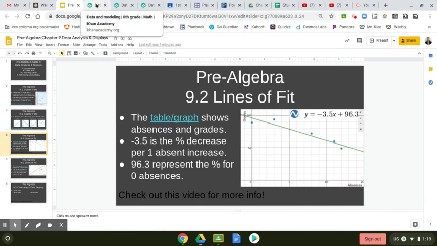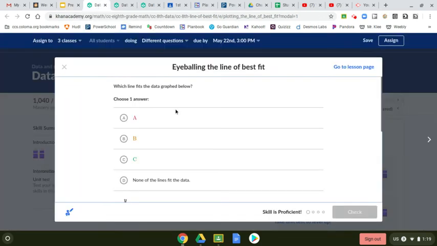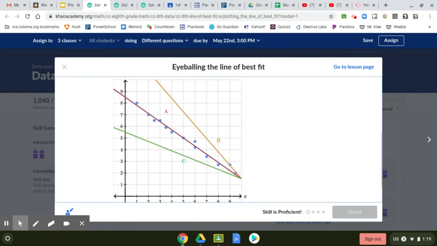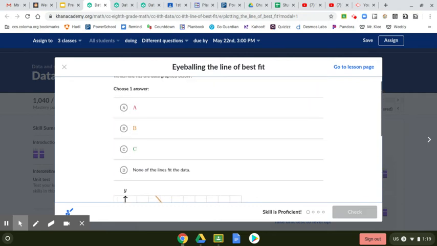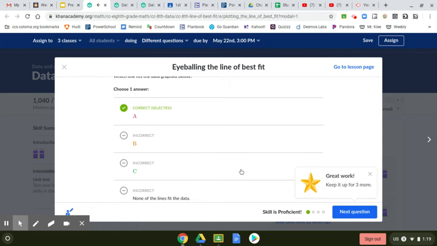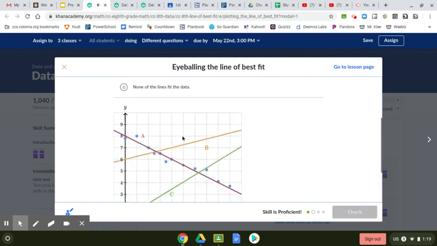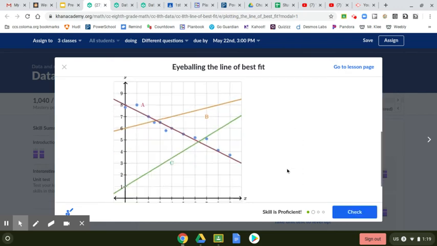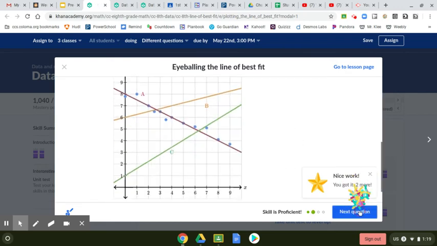Two ways that this is going to show up in Khan Academy. You'll be asked to eyeball the line of best fit. The graph is down below. Very clearly, the pink line, or A, is fitting that data the best. So you simply click it, click check, move on. Next one, very clearly, again, it's A. B and C are not fitting that data at all.